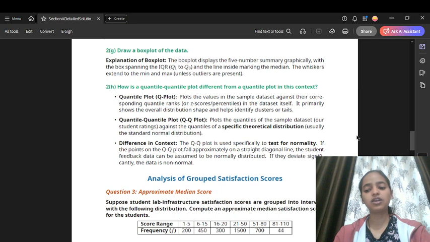Now the difference in context. The QQ plot is used specifically to test for normality. If the points on the QQ plot fall approximately on a straight diagonal line, the student feedback data can be assumed to be normally distributed. If they deviate significantly, the data is non-normal.